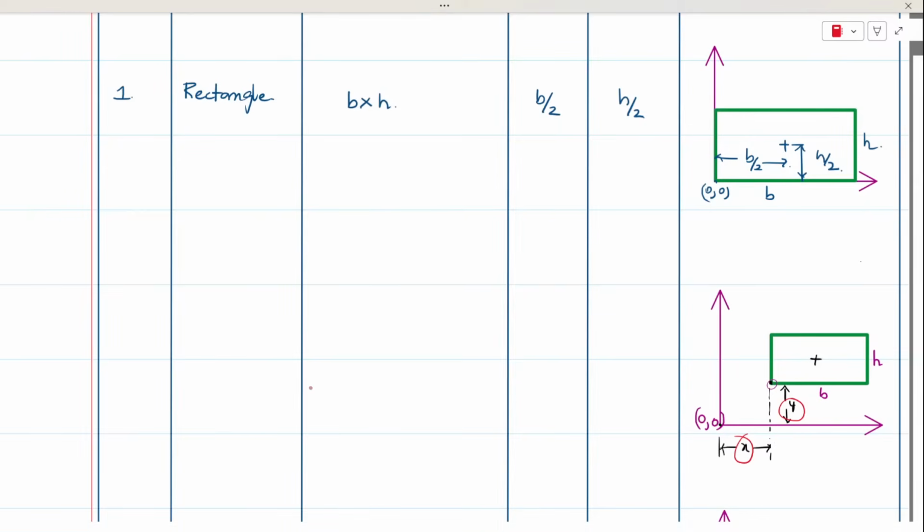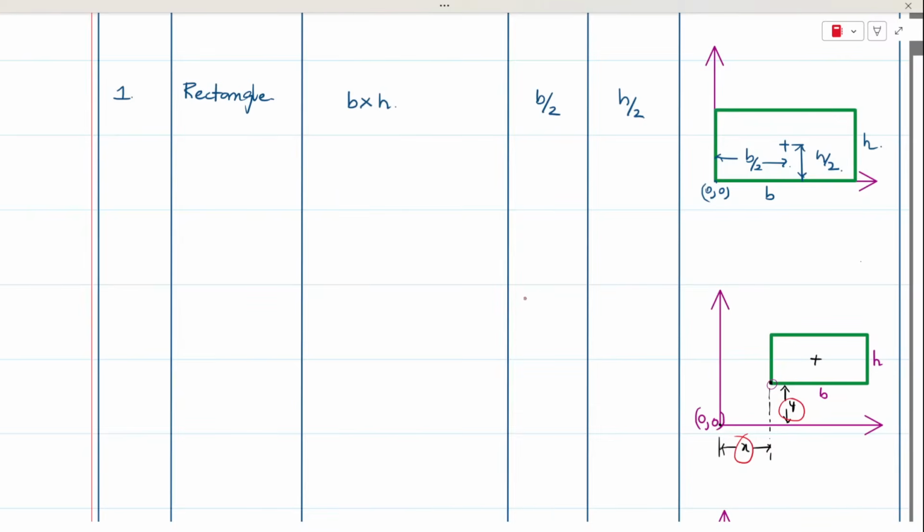So one has to be very careful when you are measuring the centroid, from which point it has been marked. Is it the vertex or is it the origin? That should be very clear to you. Most of the time, the students miss out these distances. Instead, they express the centroid as b by 2 and h by 2. And that should not happen.